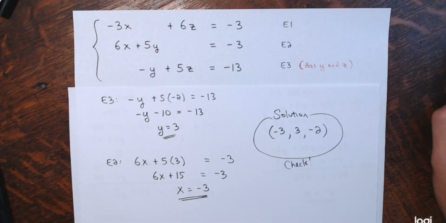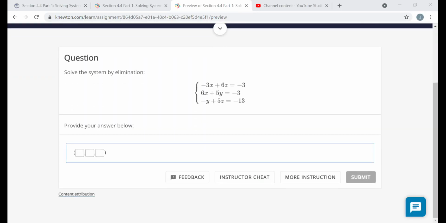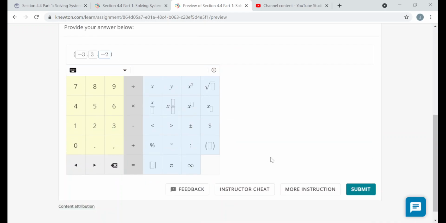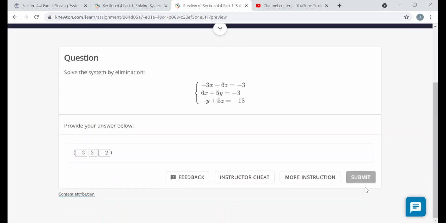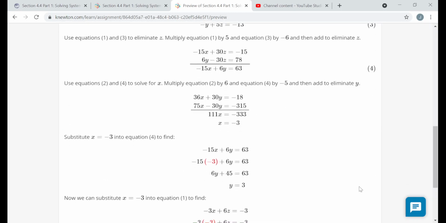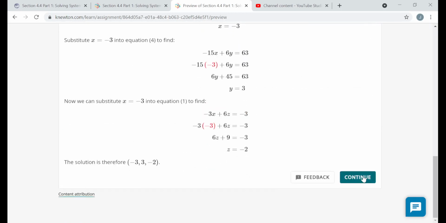And then that's what I'll enter back on the page here. Again, they already have the parentheses and commas. You just have to put the right things in the right boxes. So negative 3 in the x, positive 3 for the y, negative 2 for the z. And submit. And again, read the answer explanations, please. And then continue.